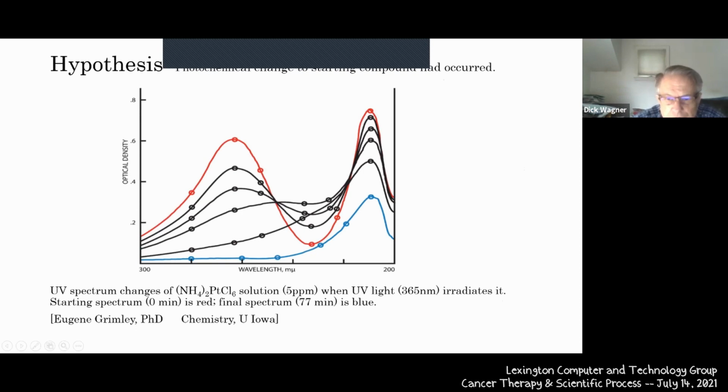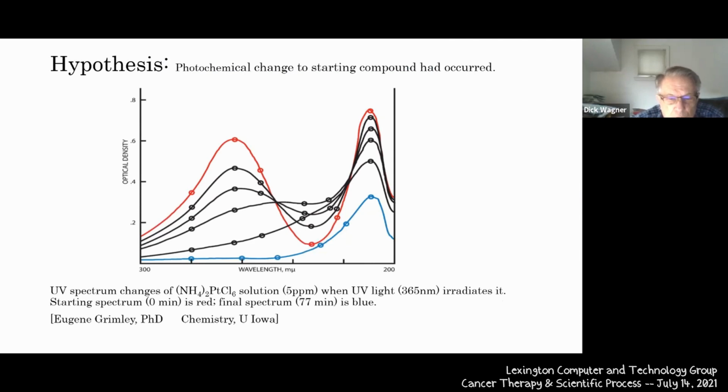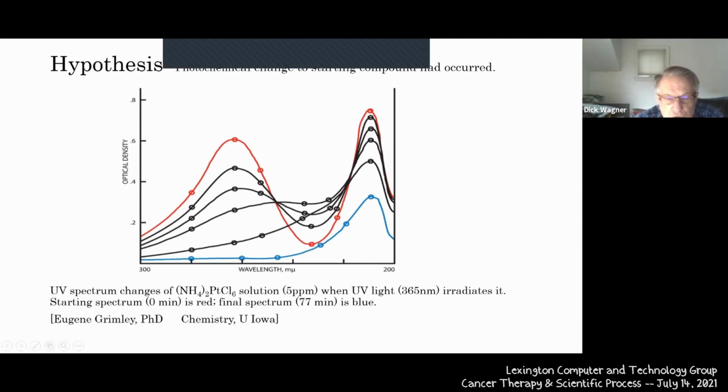And to me, this is a beautiful set of spectra. This is an absorption spectrum of the starting material, in other words, the diammonium platinum hexachloride, which is now being subjected to radiation at 365 nanometers. In other words, it's over in this area. And if you look at the absorption spectrum as a function of time, you find that you start off here with the red one, that's the beginning spectrum. As time goes on, the spectrum changes.